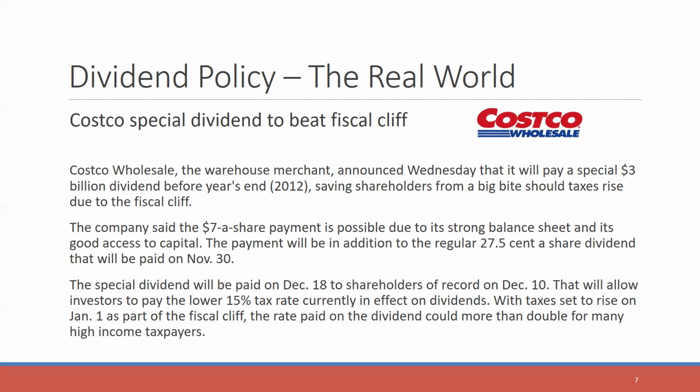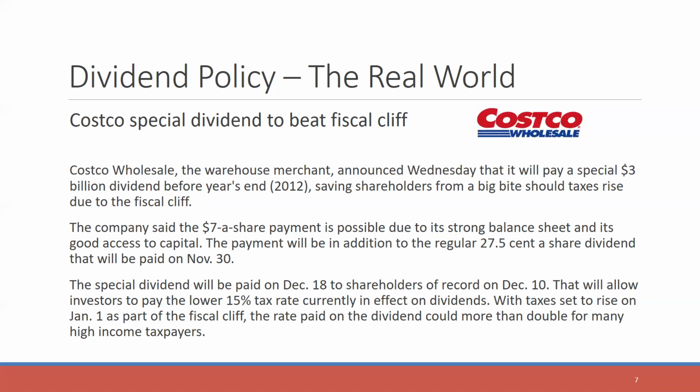The payment will be in addition to the regular 27.5 cent a share dividend that would be paid on November 30. The special dividend will be paid on December 18th to shareholders of record on December 10th. That will allow investors to pay the lower rate of 15% currently in effect on dividends. With taxes set to rise on Jan 1 as part of the fiscal cliff, the rate paid on the dividend could more than double for many high-income taxpayers.